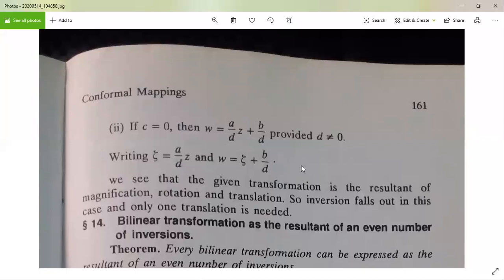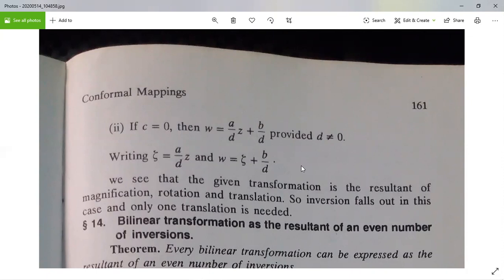The second case is if c is equal to 0. When c equals 0, then omega equals az by d plus b by d, provided d is not equal to 0. I can rewrite zeta equals a by d of z and omega equals zeta plus b by d. We see that the given transformation is the resultant of a magnification and rotation, and then a translation. So inversion falls out in this case, and only one translation is needed.